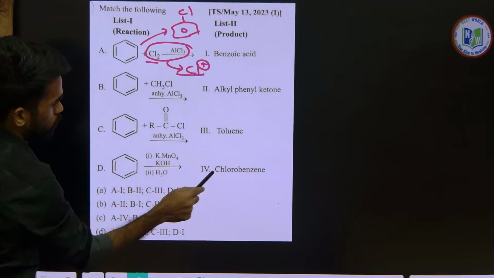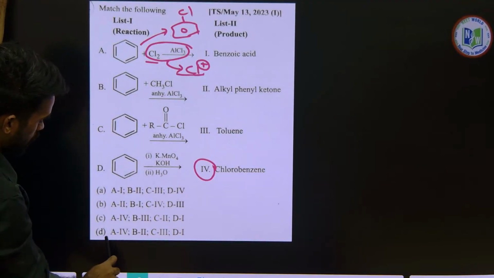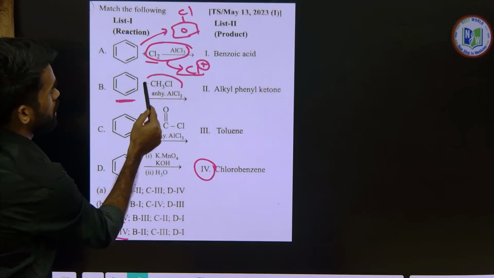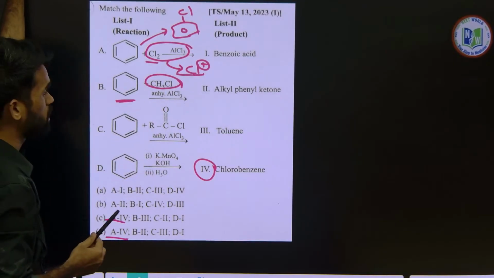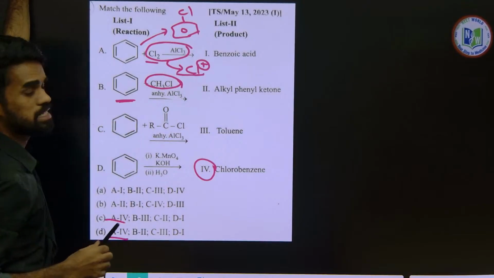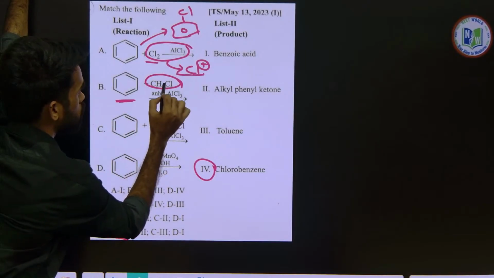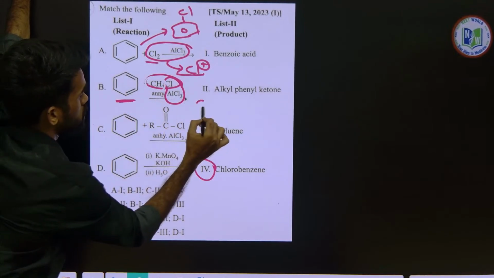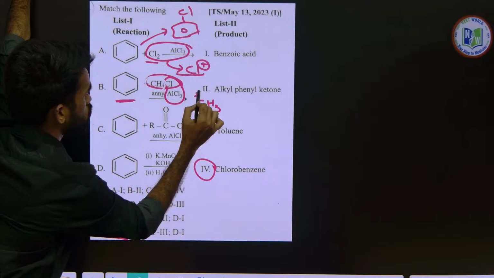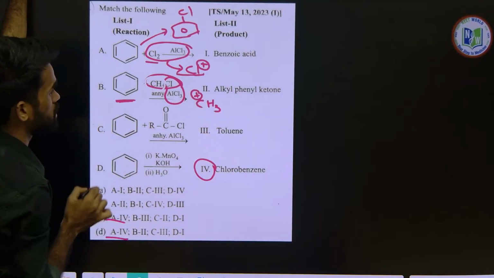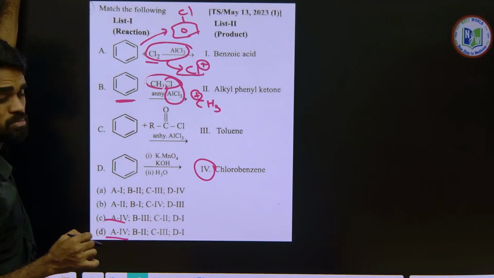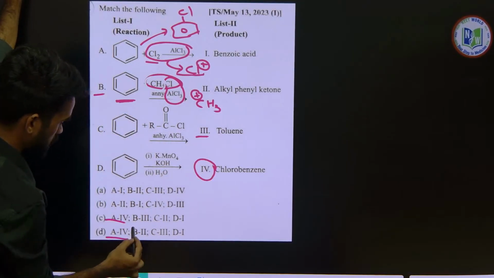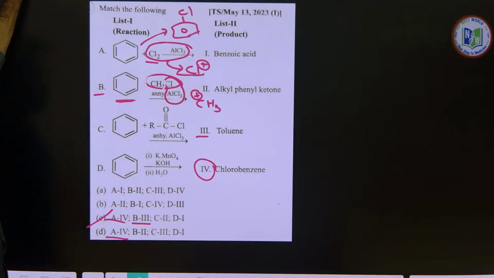So A4 we have in 2 options. Next, same benzene with chloromethane, anhydrous AlCl3. Again, you just remove this chlorine with this AlCl3, and what is the other part we have? CH3. So CH3 will get a positive charge. It's an electrophile now. That will be attacking our benzene ring and forms methyl benzene, that is nothing but toluene. So B3. So B3 here in option number C, that will be our answer.